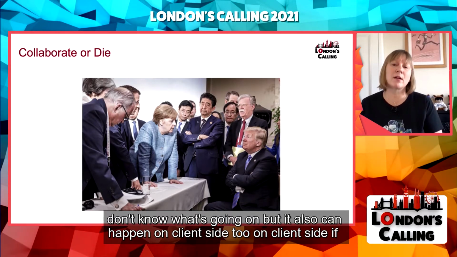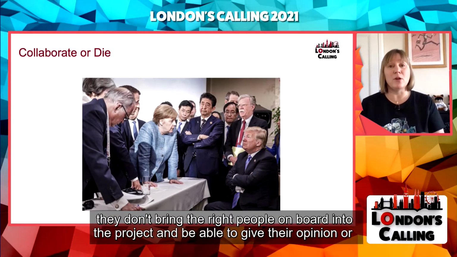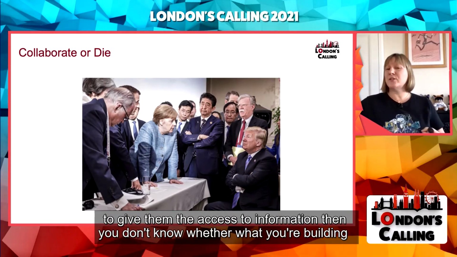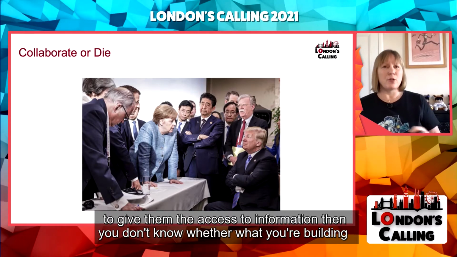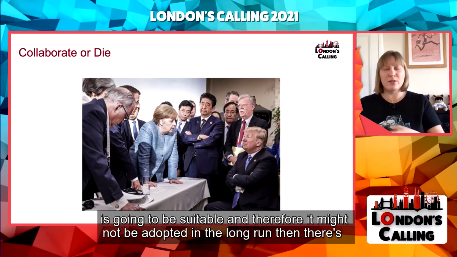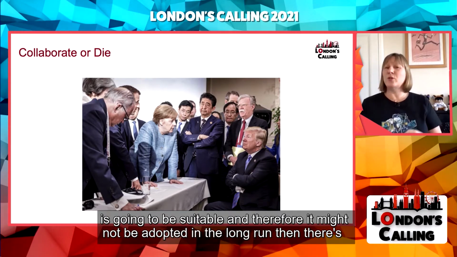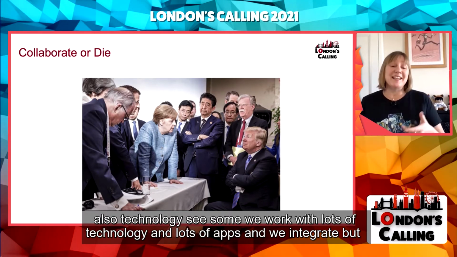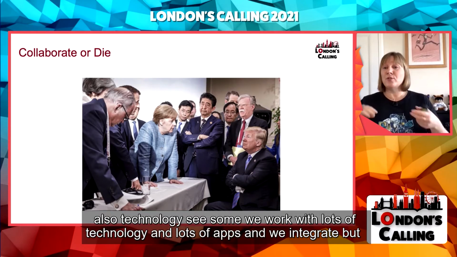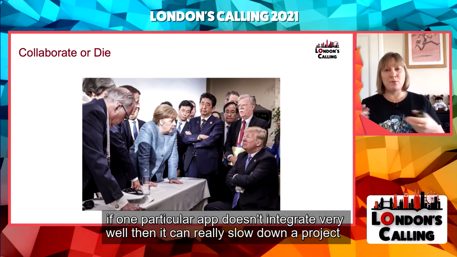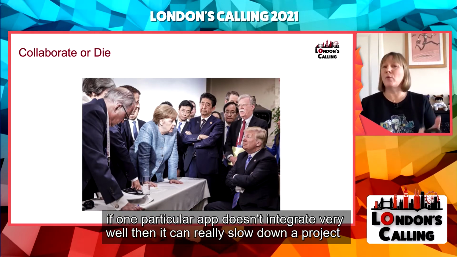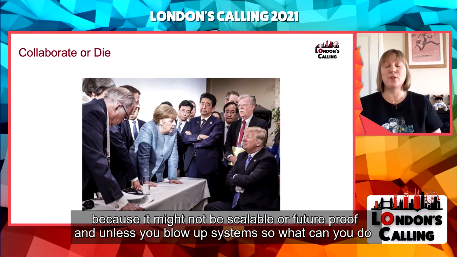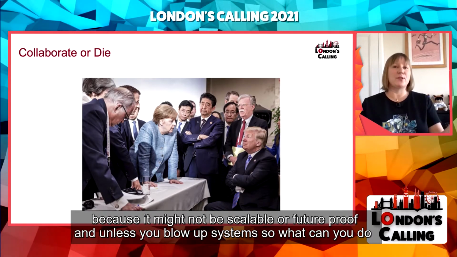On client side, if they don't bring the right people on board into the project and be able to give their opinion or to give them the access to information, then you don't know whether what you're building is going to be suitable, and therefore it might not be adopted in the long run. Then there's also technology. See, we work with lots of technology and lots of apps and we integrate, but if one particular app doesn't integrate very well, then it can really slow down a project because it might not be scalable or future-proof and literally blow up systems.